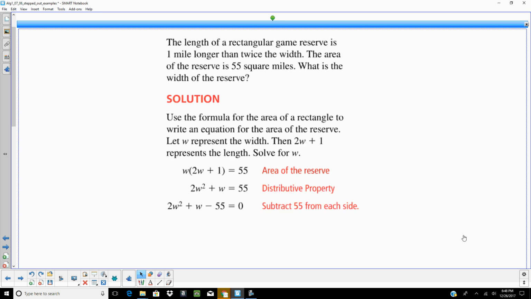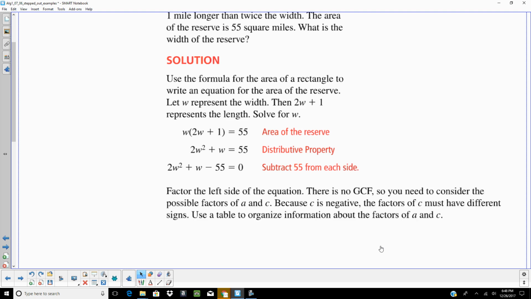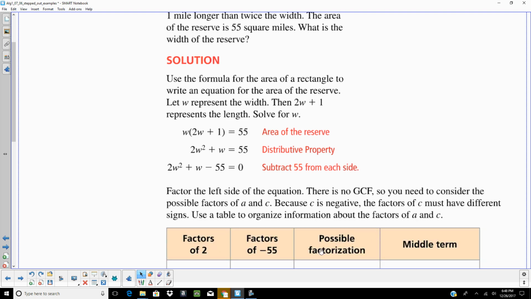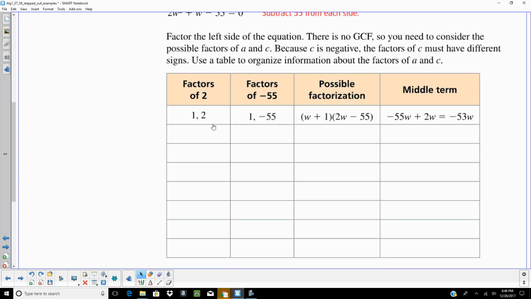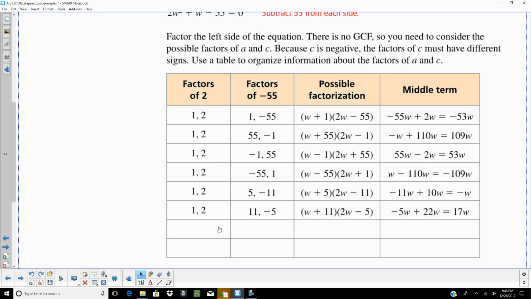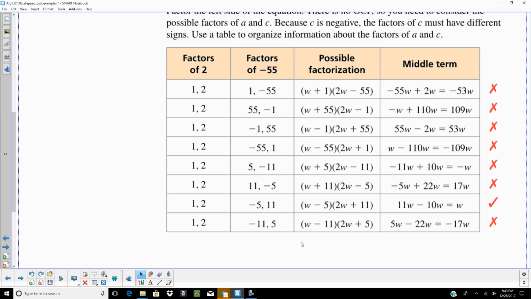If you multiply that out and subtract 55, because you want that set equal to 0. Now, we're going to go ahead and factor that. They go through a table method where they try out every single possibility, which can be very tedious. That's one of the reasons I'm not big on this, but I'll let you take a look at it and see what they did. And you can see which one did work out. So it's going to be w minus 5, 2w plus 11.